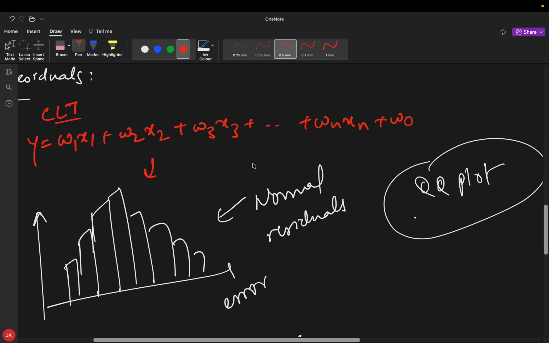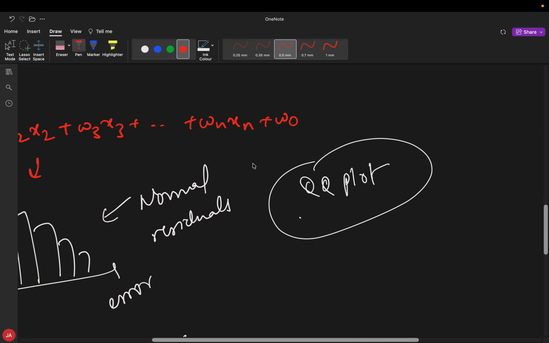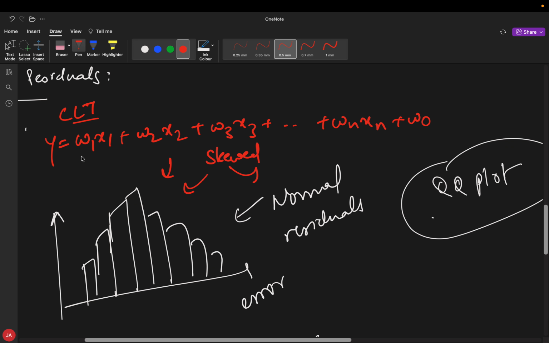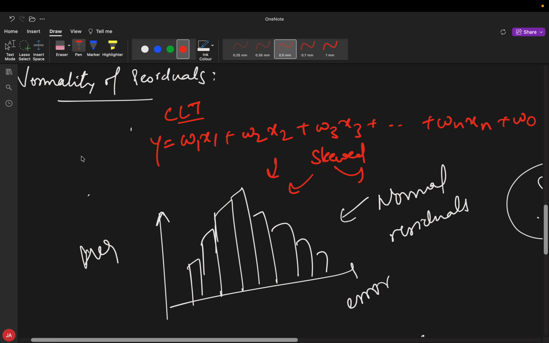If it's right skewed or left skewed, then the model is not able to find the best fit line. The model is not a good fit.